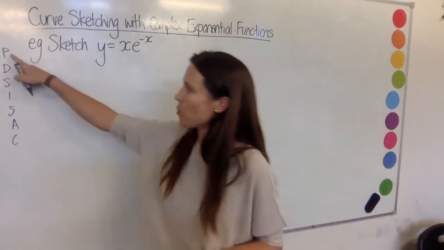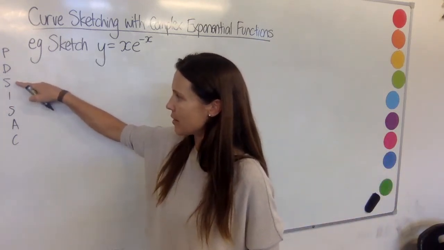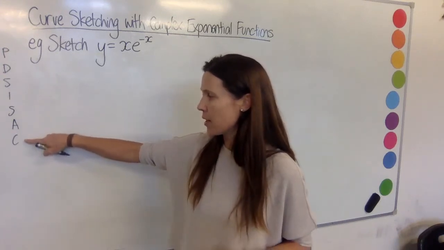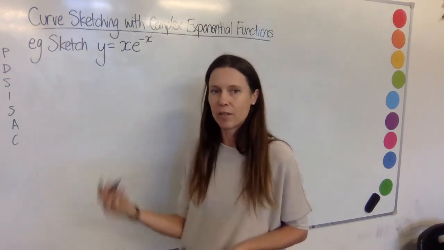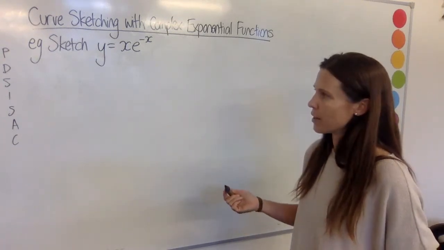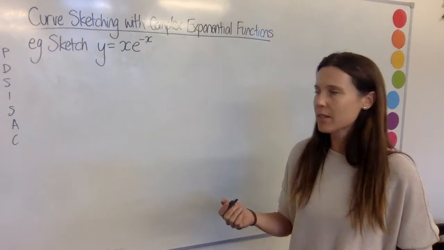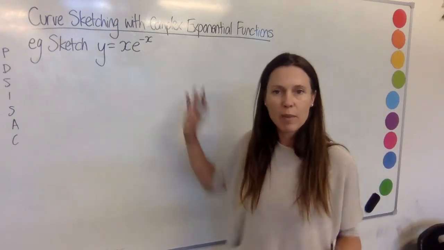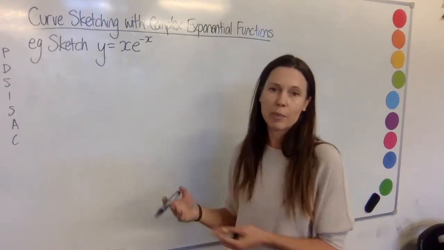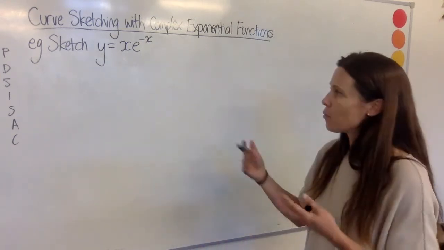Now, P is for prepare, then we have domain, symmetry, intercepts, sign, asymptotes, and here calculus, to which point I'm thinking the first derivative and the second derivative can help us with a lot of things. So prepare is, how can I rearrange this thing? Now it may be that you can expand brackets or you can factorise. If it's got fractions in it, perhaps you can make a common denominator. Some way of rearranging it.